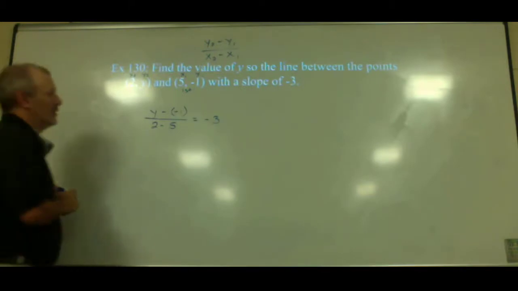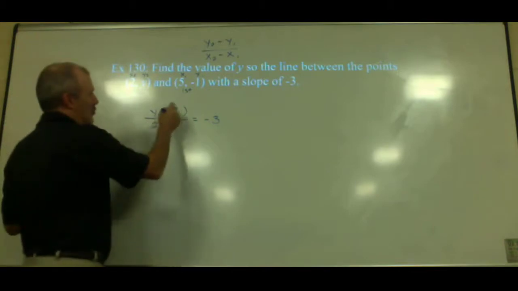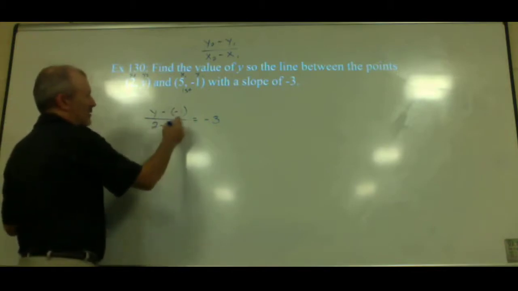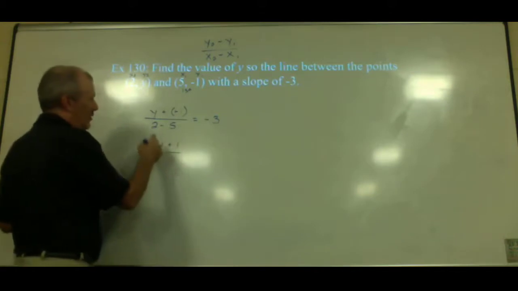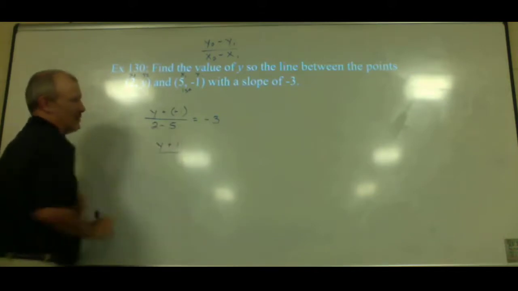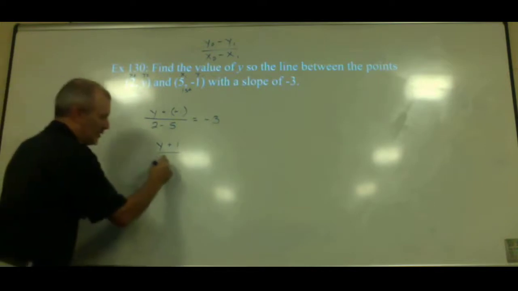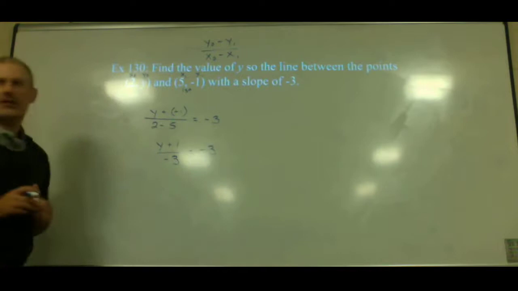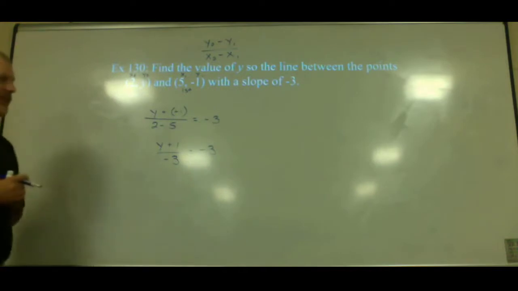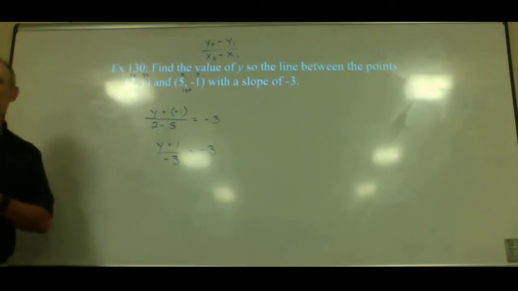Now, on the top, what do we do when we subtract these negatives? Yeah, so it turns into y plus 1 over 2 minus 5, equals -3. Now notice this is an equation, isn't it? We've got a variable here that we're trying to figure out.